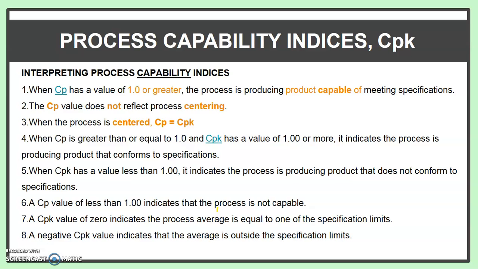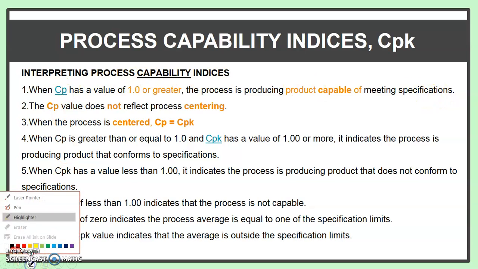How do you illustrate the graph? After you calculate, you draw the graph, and you have to justify your answer. This is an example of how you justify your answer. You can explain that when the CP has a value of 1.0 or greater than 1.0, the process is producing product capable of meeting specifications.